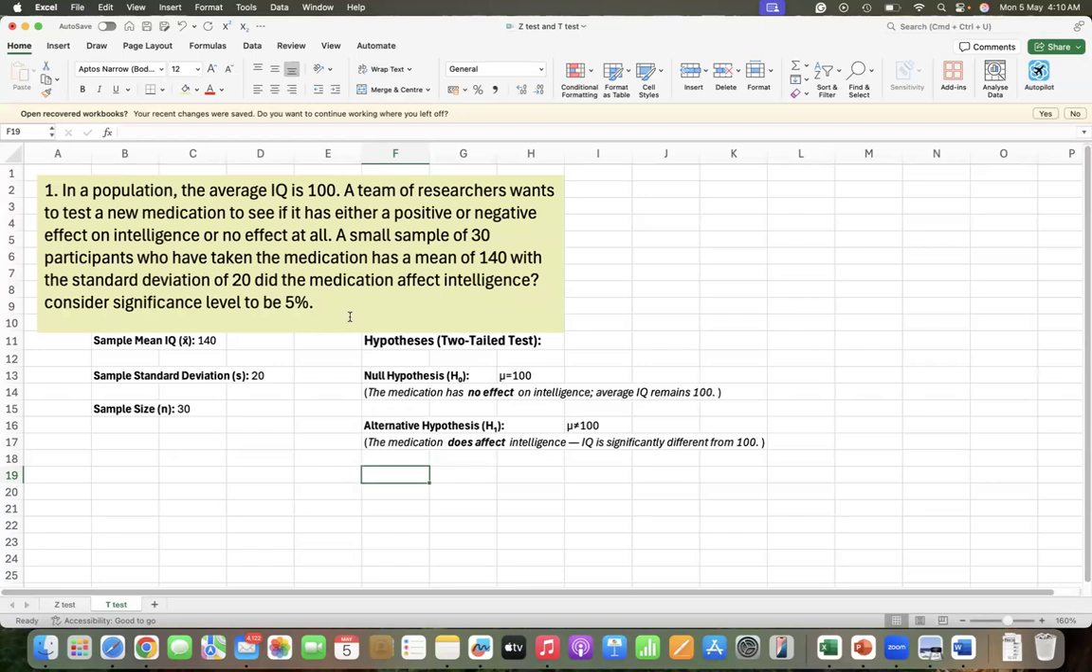Now we will see. If you remember, we did different types of t-test: sample versus population, sample versus sample. This is an example where there is a population claim and we want to test it through a sample. So our null hypothesis is the medication has no effect. So mu is equal to 100.